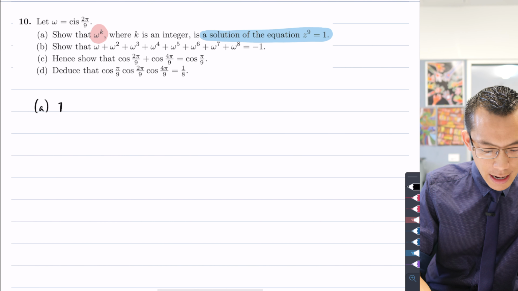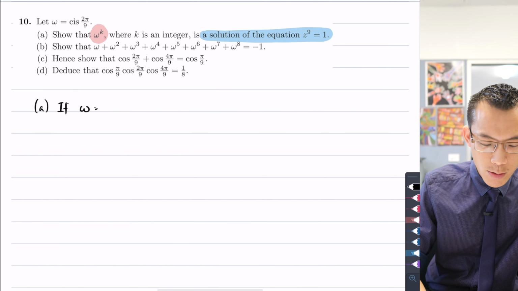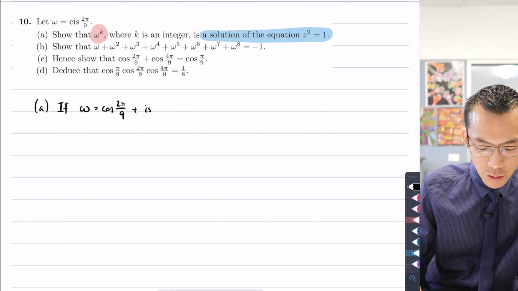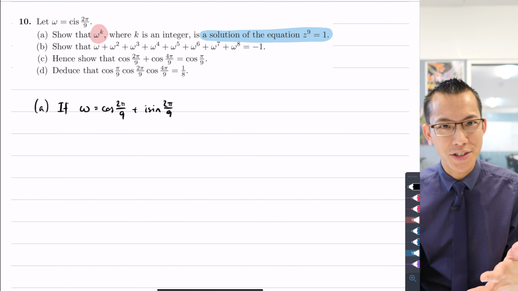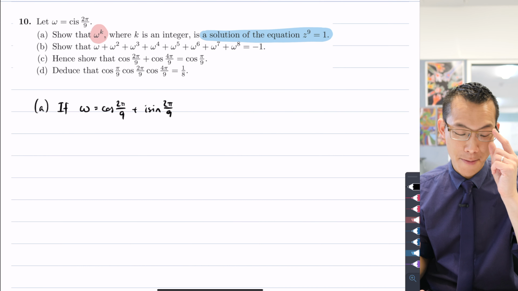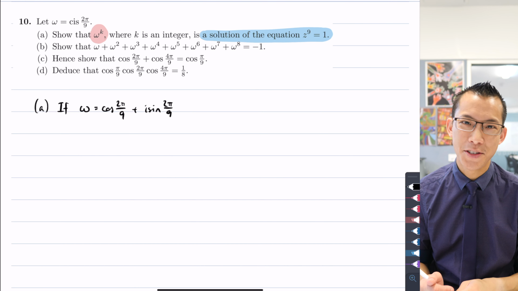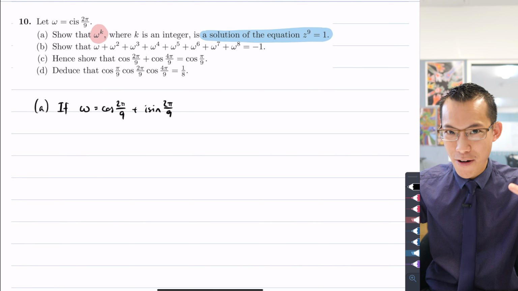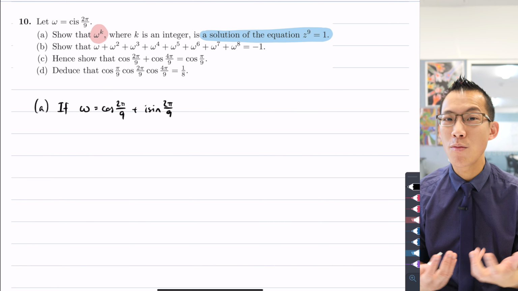I'm going to write this out in long form. Omega equals cos 2 pi on 9 plus i sin 2 pi on 9. And then what I want to think about is, well, what piece of knowledge or what skill do I have access to that enables me to raise a complex number to an integer power? And hopefully your brain is going there. It's going to be De Moivre's theorem, right?